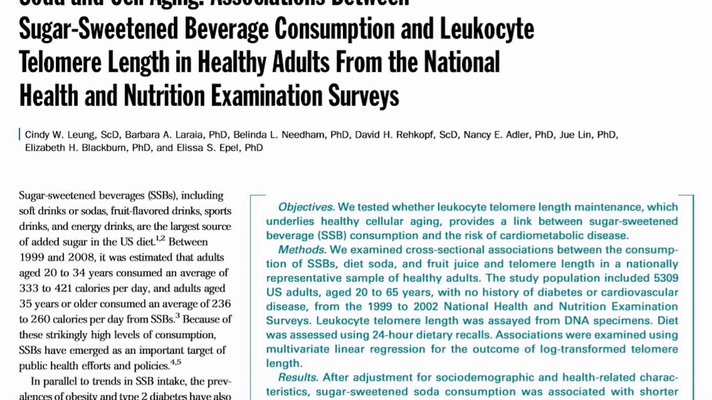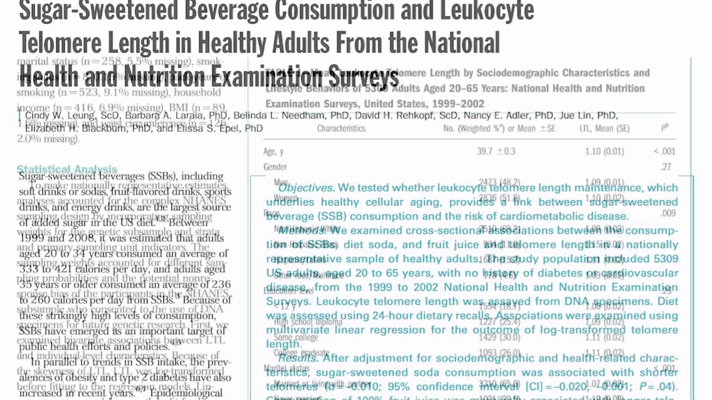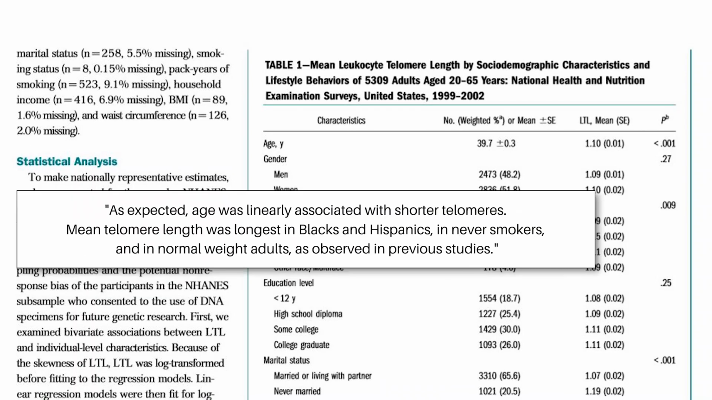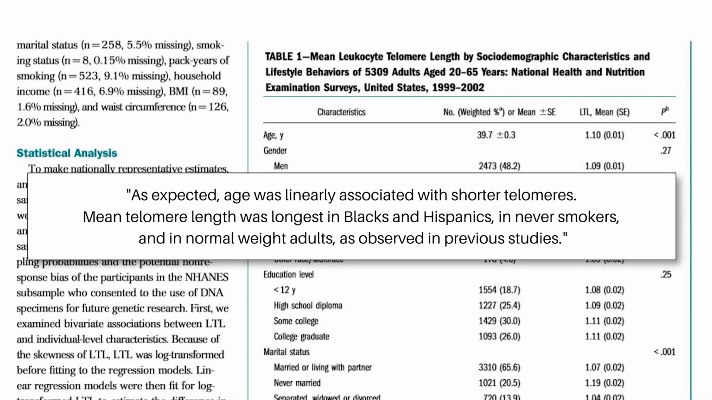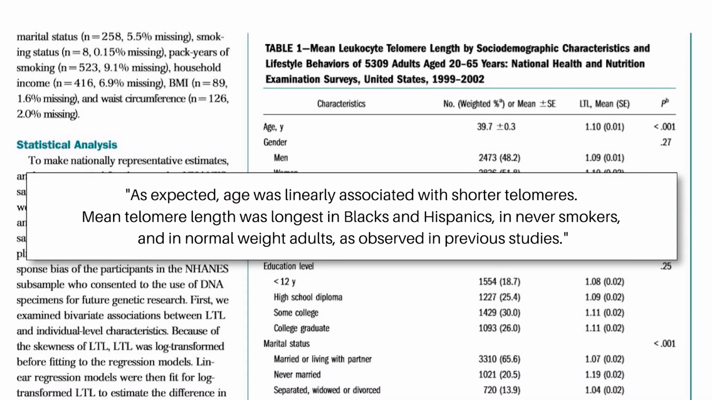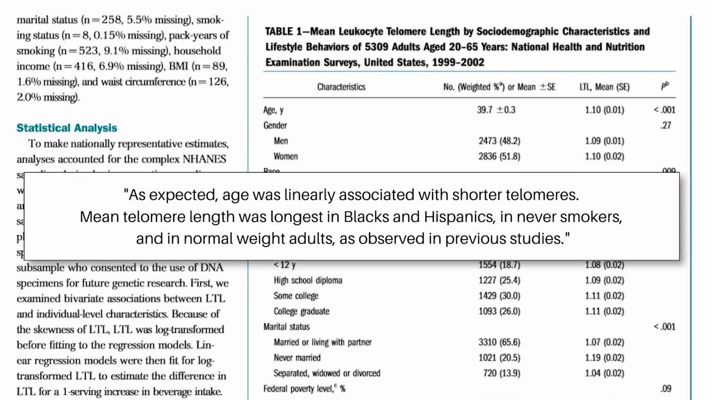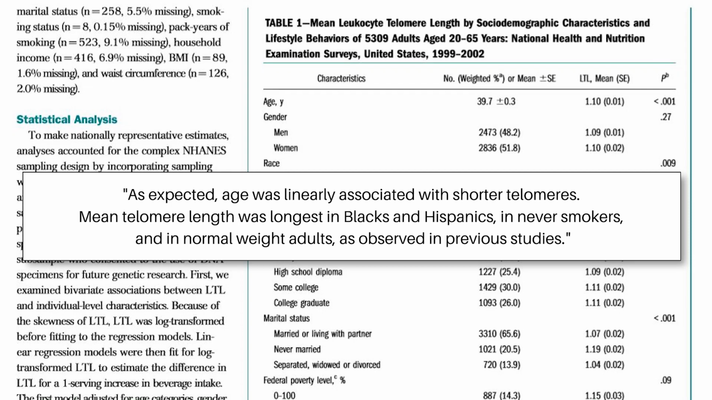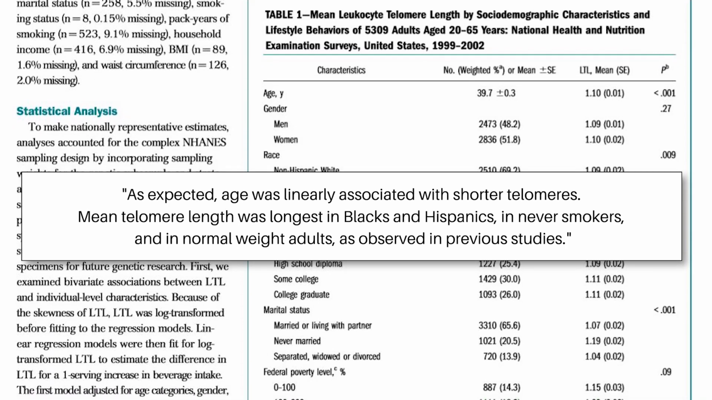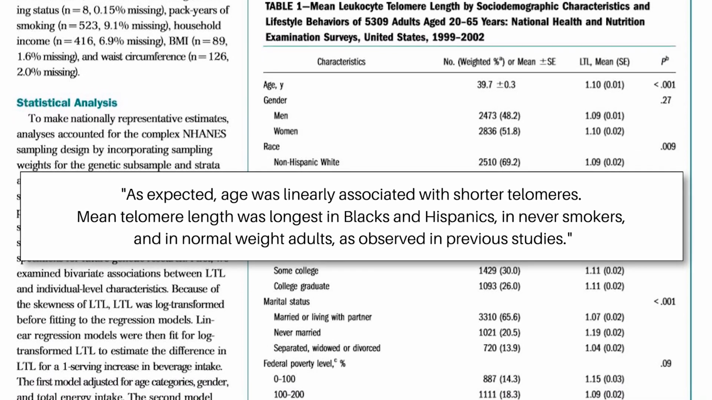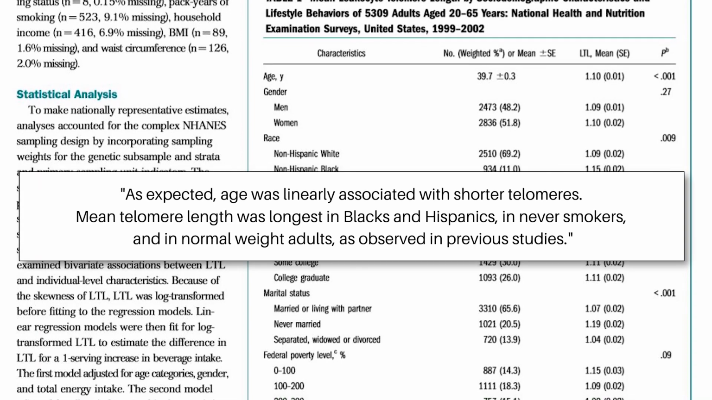There were some other variables, of course, but here's the first quote from the study: as expected, age was linearly associated with shorter telomeres, just like what we said. Mean telomere length was longest in blacks and Hispanics, in never smokers, and in normal weight adults. So there are populations who naturally have those longer telomere lengths.